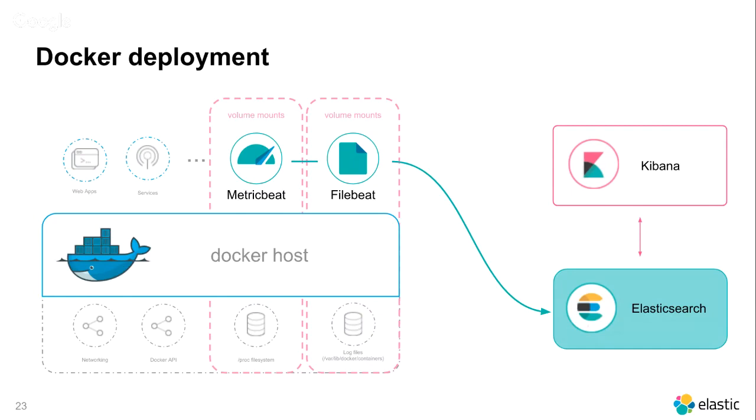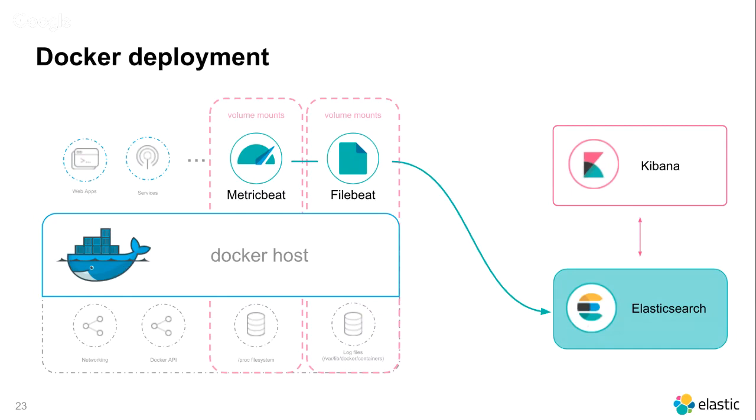But as we want to monitor both the host, Docker API, and also your applications, sometimes we need to mount some information from the file system, from the host system. In this case, we are mounting the proc file system, so we get access to all the information of the processes running in the host, and also performance and so on.